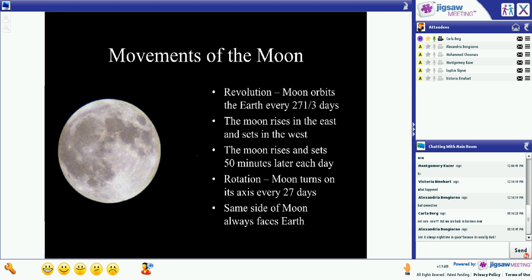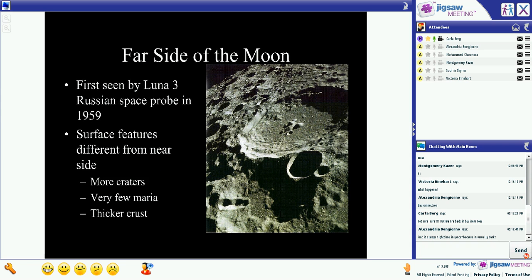The moon rotates on its axis every 27 days, but the same side of the moon is always facing the Earth. So we never get to see this side of the moon. This is the far side of the moon. The far side of the moon was first seen by a Russian space probe called Luna 3. It has a lot of craters in it. It has very few Marias, which are like the seas of lava. And it has a much thicker crust.